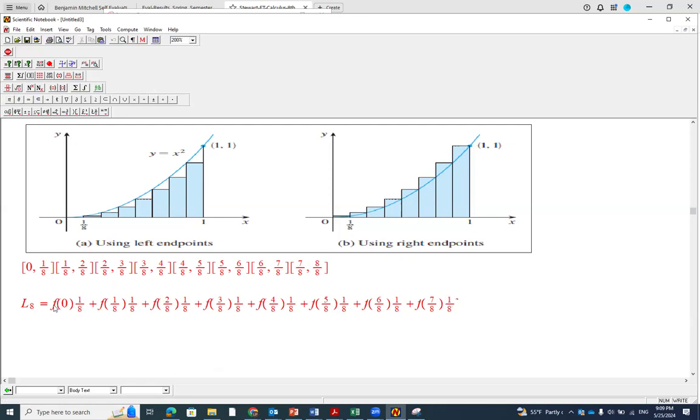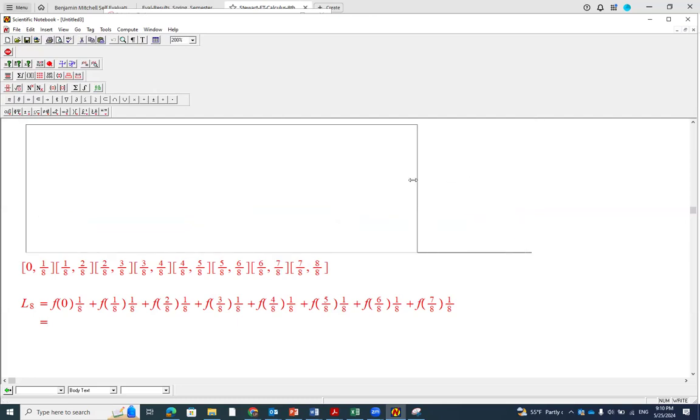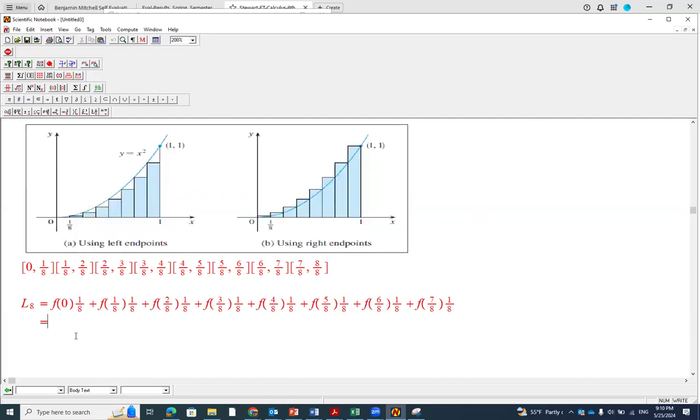And these are the areas. This is the area of the first rectangle, which is right here, the area of the second rectangle, which is right here, and the third one, which is right there, fourth, fifth, and until eighth. So we have 8 such subintervals. If we plug in the numbers, f of 0 is 0 squared, because the function is x squared, so we just plug in.